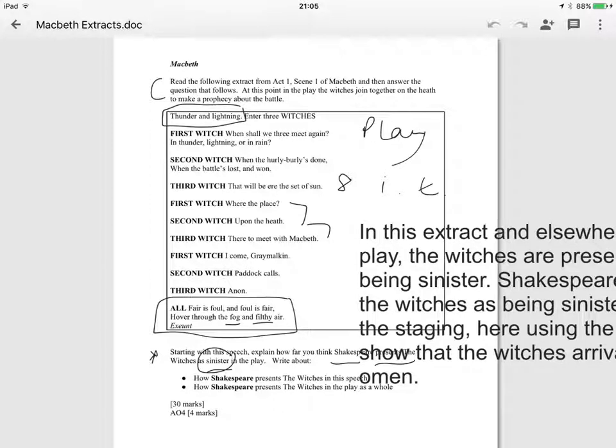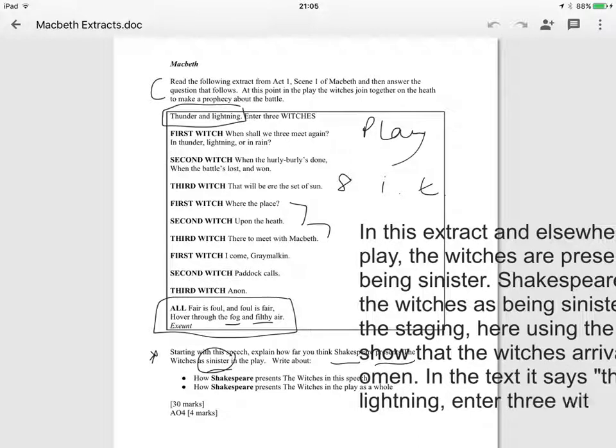Omen. In the text it says, and then I go for my evidence there. I'd use the stage direction from the start, so I go "thunder and lightning, enter three witches." Hopefully it's going to correct me there, and it did. And I'd start with that.